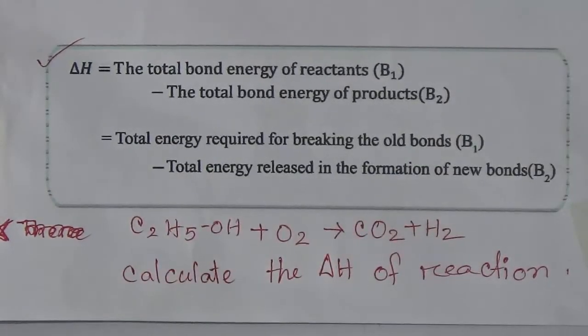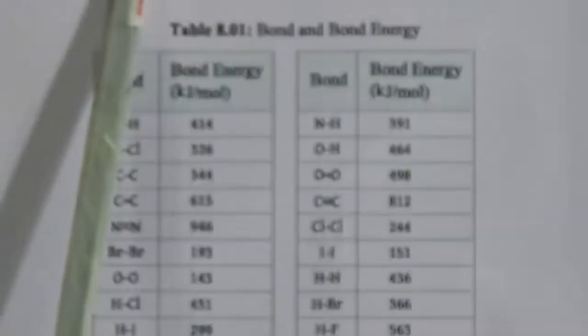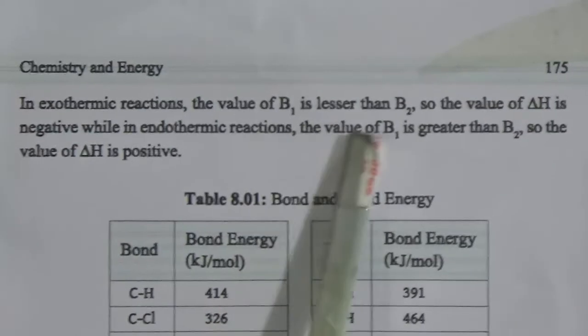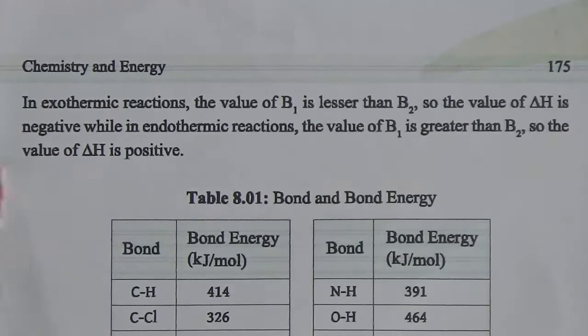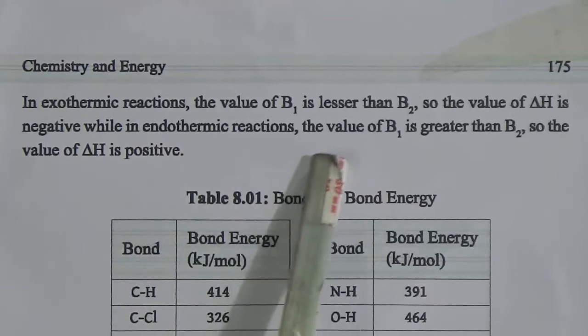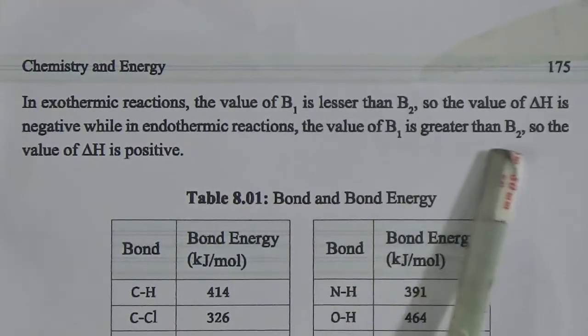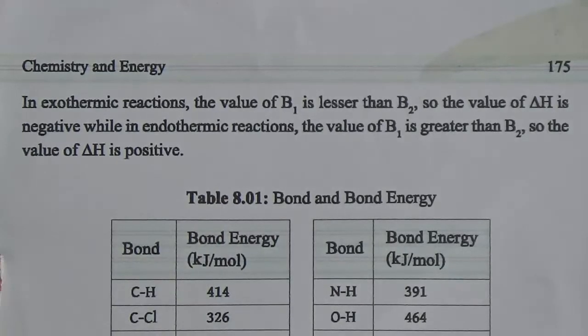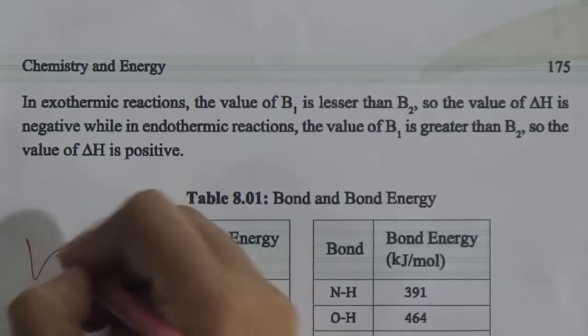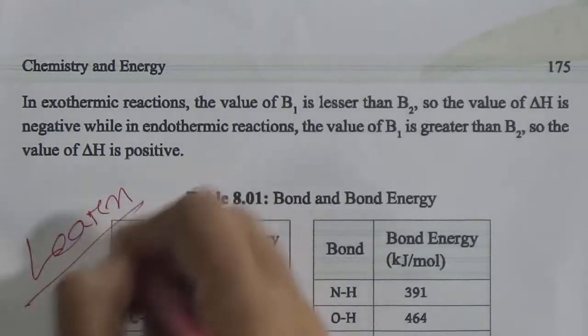Now come to the exothermic reaction: the value of B1 is lesser than B2, and so the value of del H is negative, while in the endothermic reaction the value of B1 is greater than B2, so the del H is positive. Now this is the bond energy table that is given in your book that you have to learn.